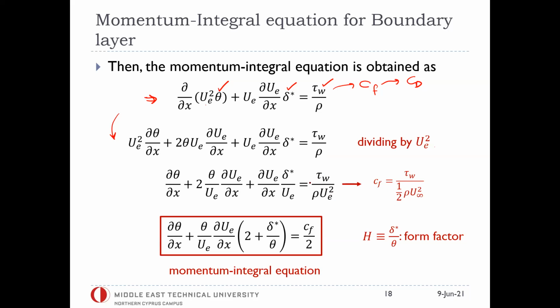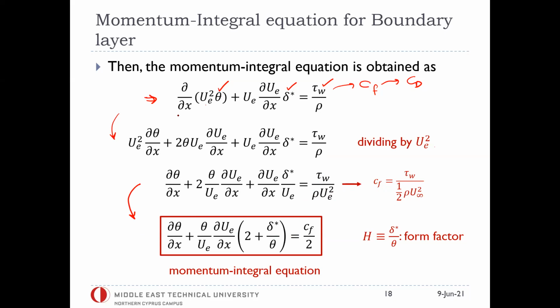If I multiply this by 2 or divide by 1/2, I get CF in the picture. After a few rearrangements and reorganization of the equation, we get the well-known momentum integral equation in aerodynamics and fluid mechanics. Sometimes this is also known as the Karman momentum equation.